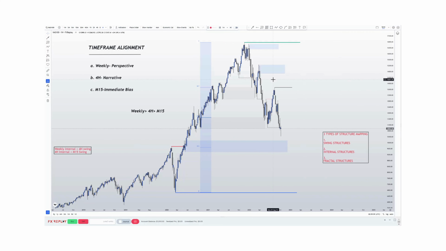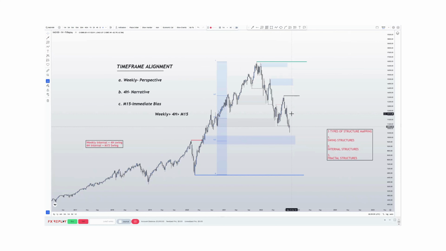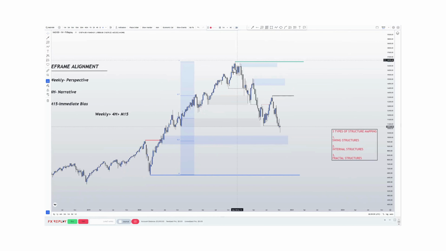So there you have it. You have the swing, which is the blue line and the green, the bigger order flow, and then we have the internal, which is the medium order flow inside the swing, and then we have the fractal, which symbolizes the changes in internal structures.